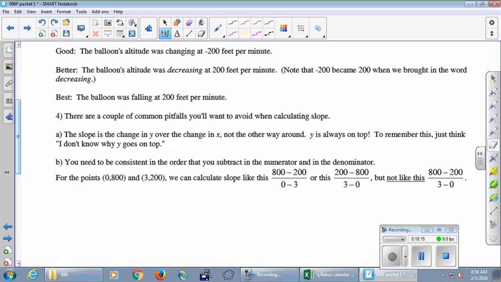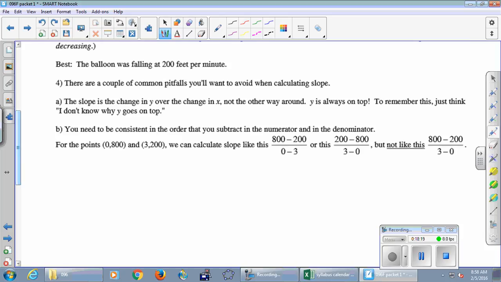Okay, a couple of common pitfalls. I think we mentioned these before. Part B, anyway, we mentioned. You have to be consistent in the order that you subtract in the numerator and denominator. Part A we haven't talked about, but the slope is the change in y over the change in x and not the other way around. It is always y on top, it is always x on the bottom, and it is always easy to reverse those and put x on top and y on the bottom. And if you do, you'll get the thing wrong.